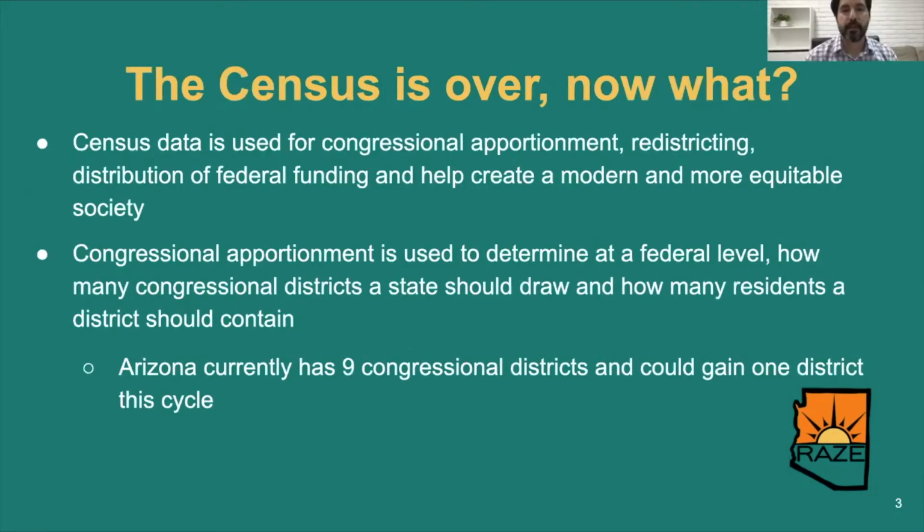So we've had the census, it's now over. What's the next step? Now what? Census data is used in congressional apportionment, distribution of federal funding, and it helps create a more modern and equitable society. Congressional apportionment is used to determine at a federal level how many congressional districts a state should draw and how many residents a district should contain. Currently, Arizona has 9 congressional districts, and based on the census data, there's a possibility that we could gain an additional district this cycle.